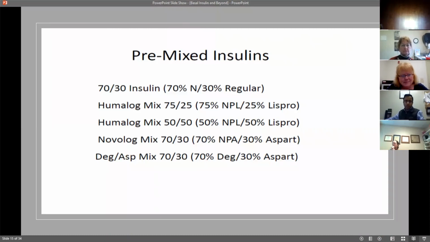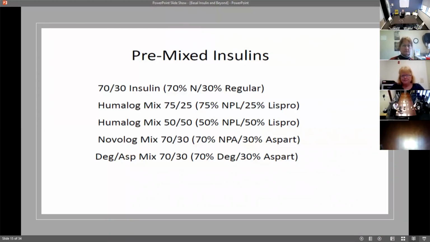So if the patient eats a large amount of carbohydrate, then we can use a 50-50 combination where 50% is the intermediate acting insulin and 50% is the bolus insulin. That is in patients who eat a lot of carbohydrates. So we give them more that way.